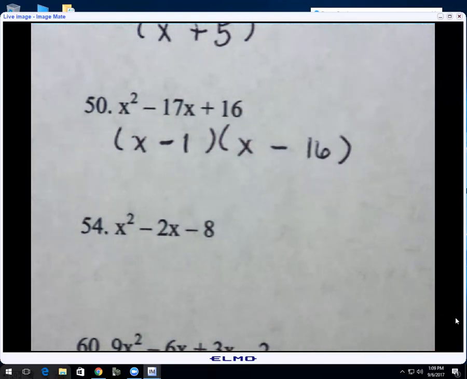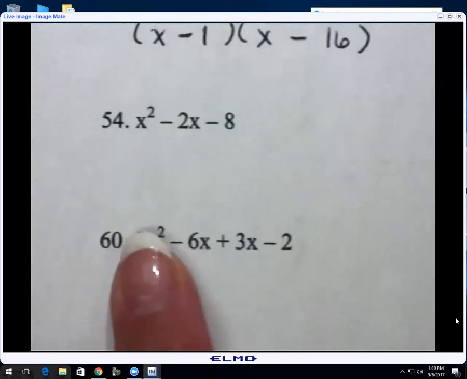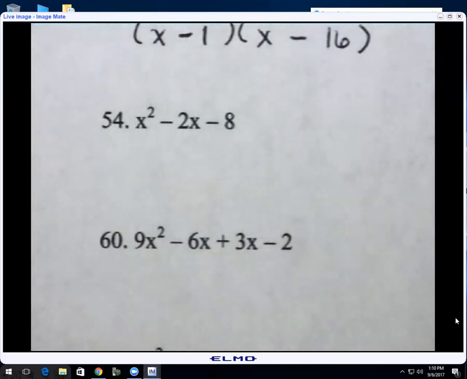All right? Just to make sure you've nailed it, you try one more. 54. It's no GCF. It's also the easy kind. Go for it.